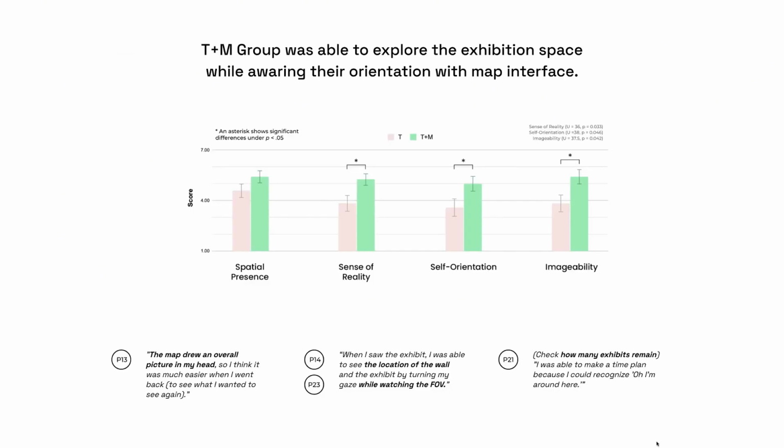Participants using the map interface showed higher scores for sense of reality, self-orientation, and imageability, indicating better awareness of their location and direction. It seems that the map interface made navigation easier and enhanced their sense of presence. They could easily find their way or revisit areas by understanding the overall layout of the exhibition space.